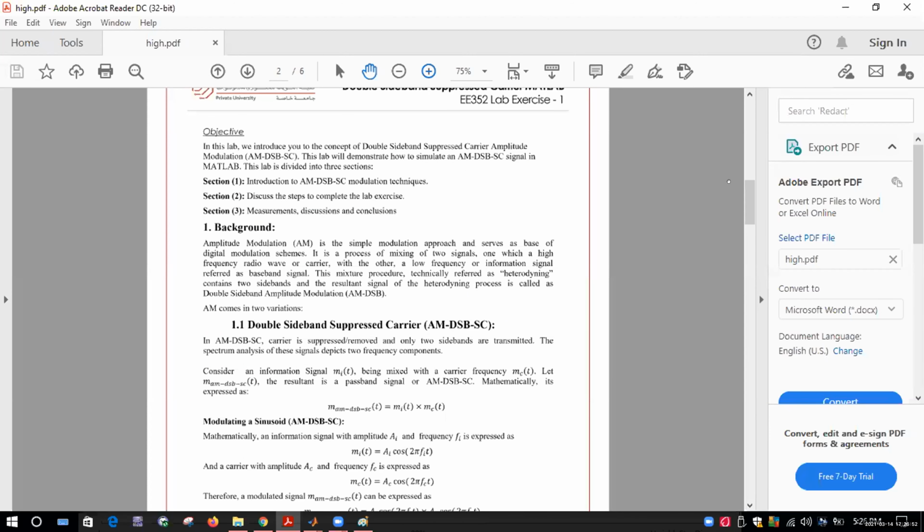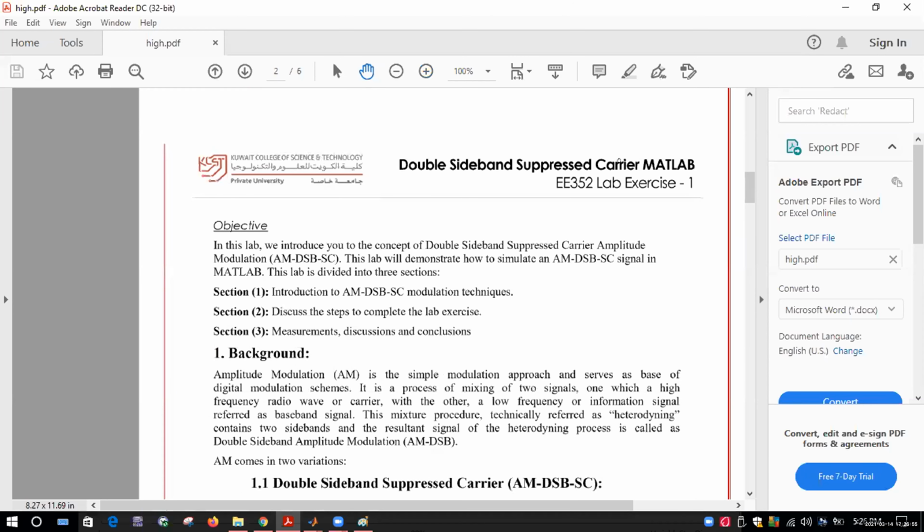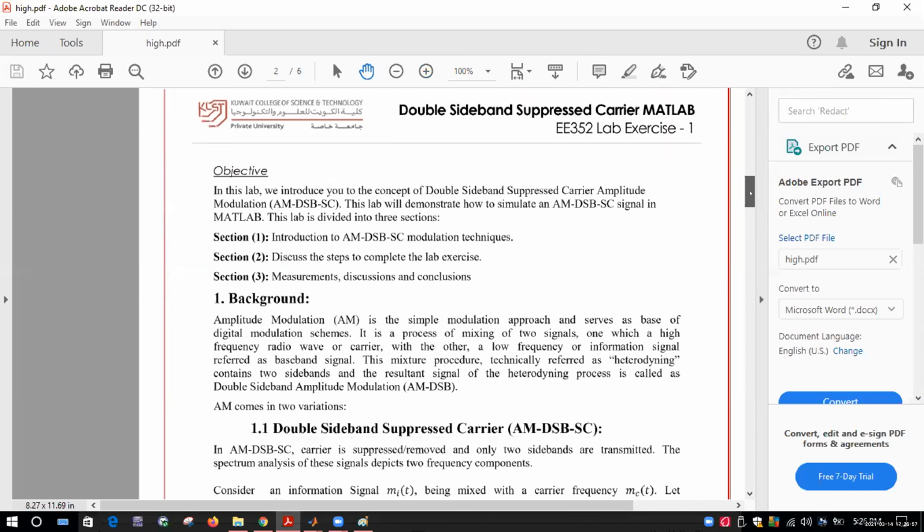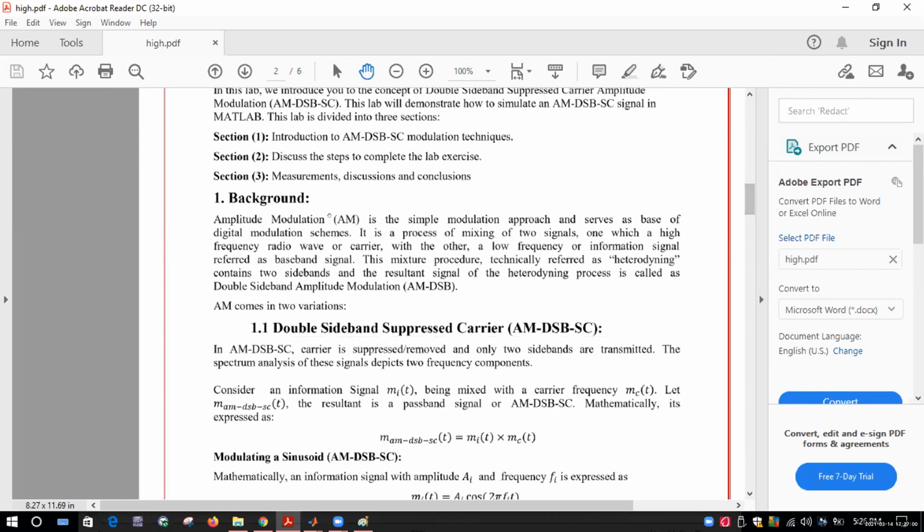We are studying double sideband suppressed carrier. Amplitude modulation is a simple modulation approach and serves as a base of digital modulation schemes. It is a process of mixing of two signals: one, which is a high frequency radio carrier wave, with the other, which is a low frequency or information signal. Is it clear? Do you understand this definition now?